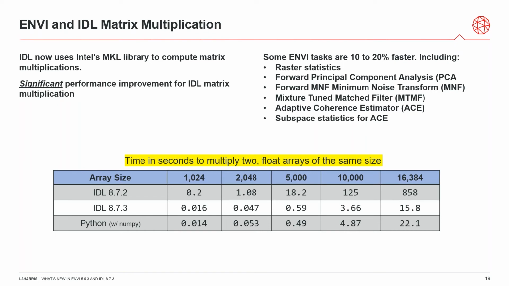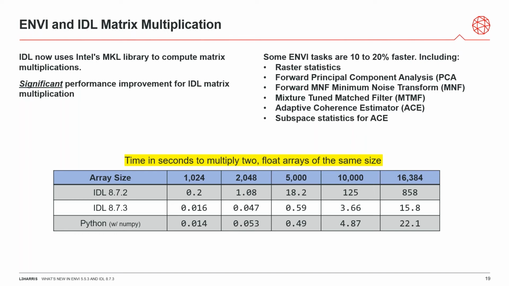So this little table down here shows how long it takes to multiply 2 floating point arrays that are the same size. You see, just using NumPy with Python, we were actually faster than IDL for floating point arrays. All the way over on the right in IDL, it used to take 858 seconds because it's just way slow. So this has been updated, replaced. So this is a great feature for performance with IDL.